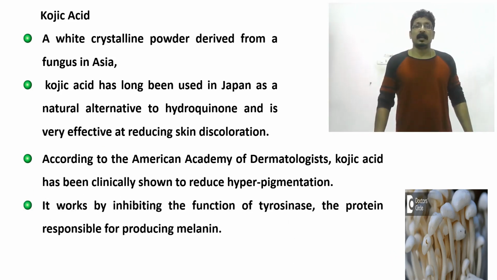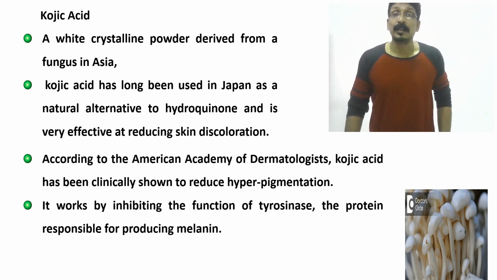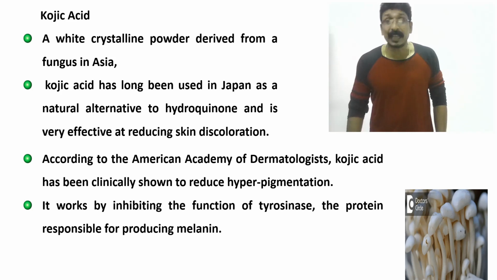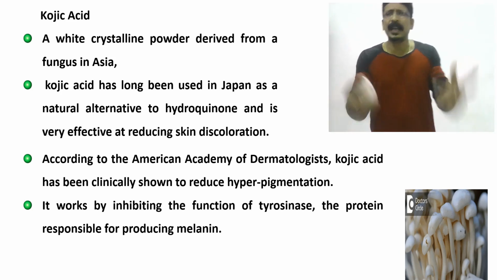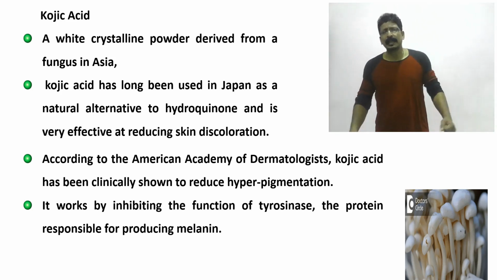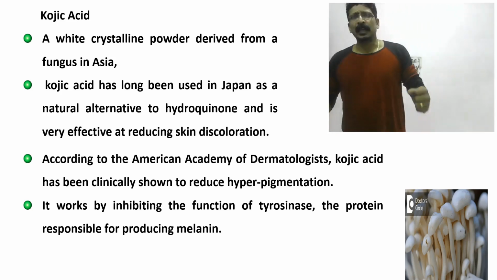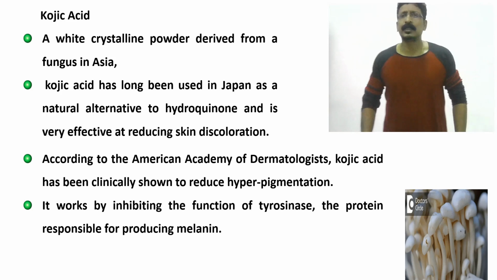It works by inhibiting the function of tyrosinase. So students can remember at least tyrosinase. When it is inhibited, the production of melanin is reduced so that bleaching can occur. This is a simple mechanism. You can write it very clearly. When they ask about bleaching of skin or lightening of skin, whitening of skin, care in cosmetics, my students have to write this mechanism of action and write the examples. You will get the full marks.